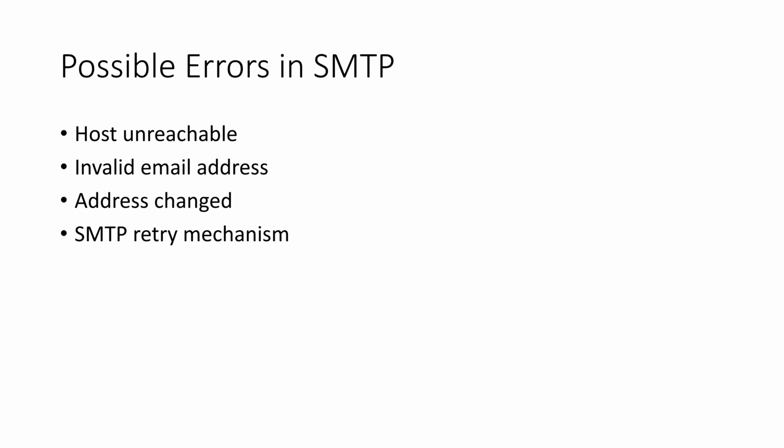And of course, things don't always go smoothly. Some possible issues include the destination host being unreachable, or an email address being invalid, or the recipient having changed their address. And SMTP employs a retry mechanism. If a mail can't be delivered immediately, it's reattempted after a delay, often several times before being considered undeliverable.